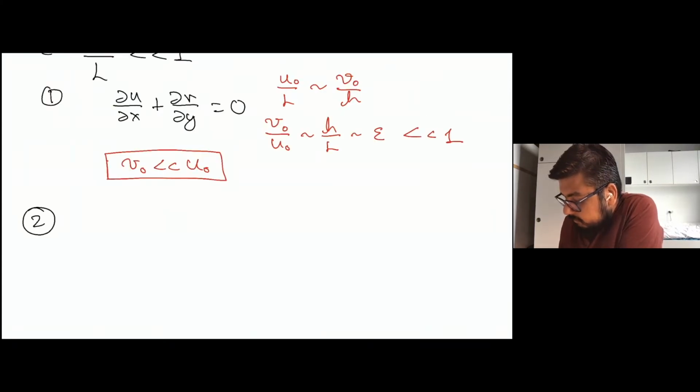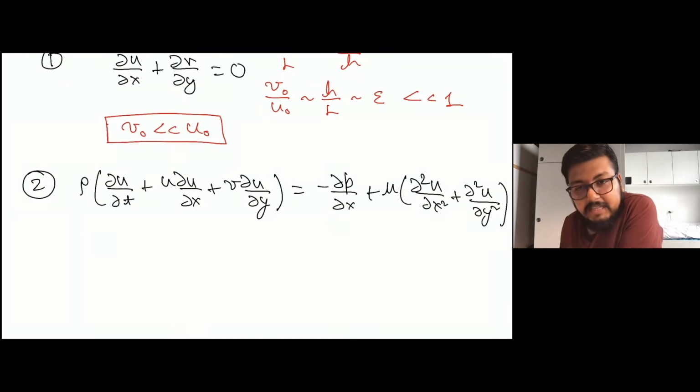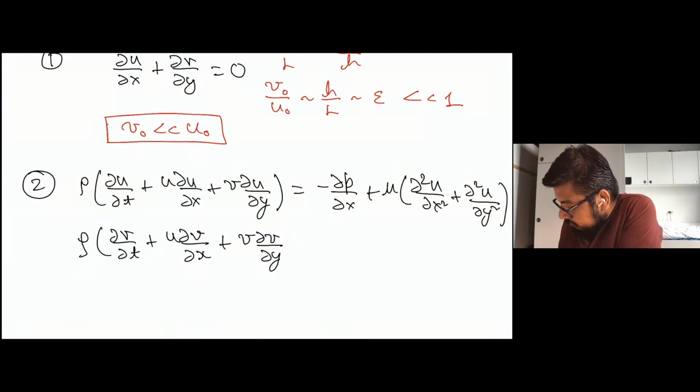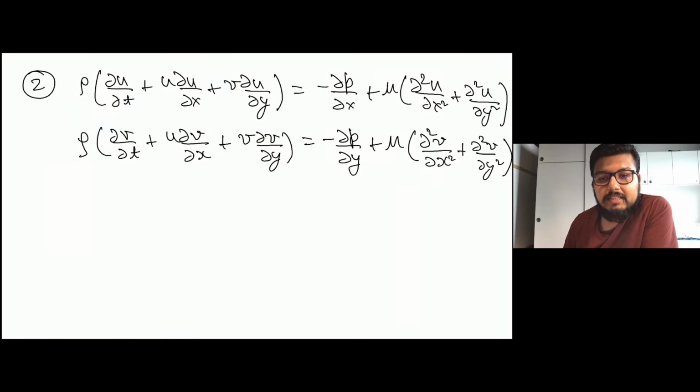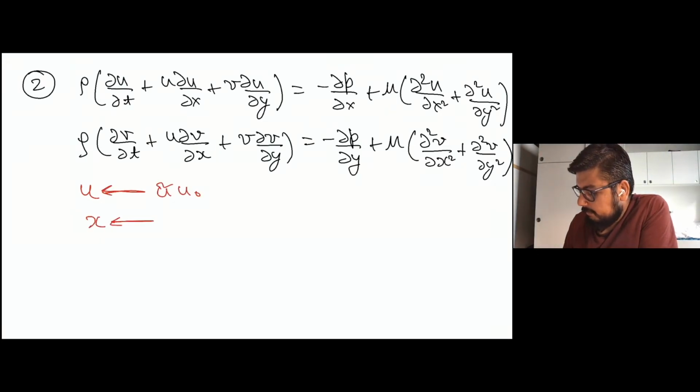Next, we can write down the momentum equations, so this is the x momentum equation, and this is the y momentum equation. Now, let us try and non-dimensionalize these equations. And for that, we will use the velocity and length scales as we have seen in the previous schematic. We can replace u by u tilde times u naught, x by x tilde times L, and we can replace t by t tilde times L over u naught.